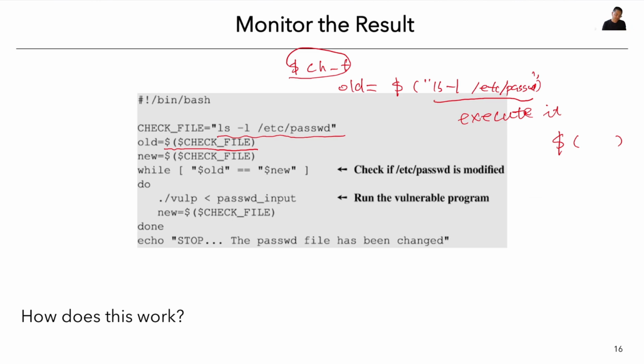Then the output of this command will be given to old. The new variable will do the same. We'll execute this command again, and the output of ls -l will be assigned to new. Now we have two strings. If they are equal, it means the outputs of ls -l are the same, so let's run the vulnerable program again. If they are different, it means that the file has been changed. The /etc/passwd file has been changed, so now we can stop the vulnerable program because the password file has been changed.